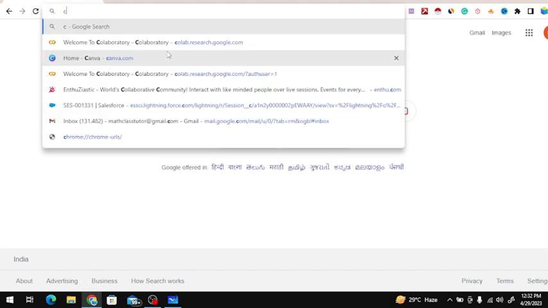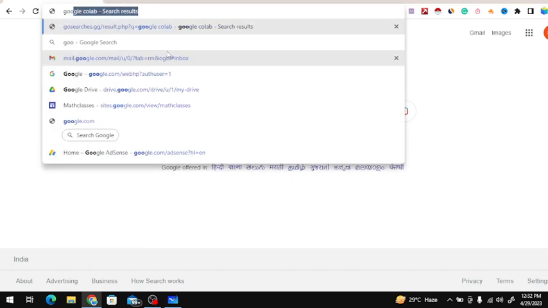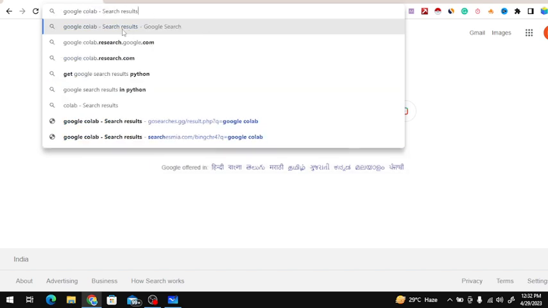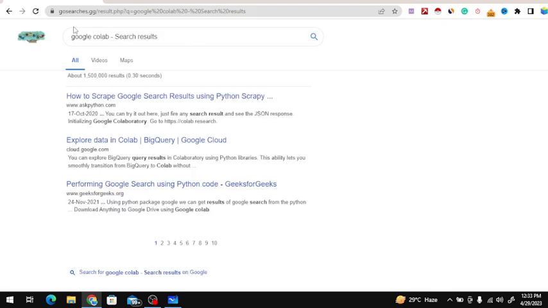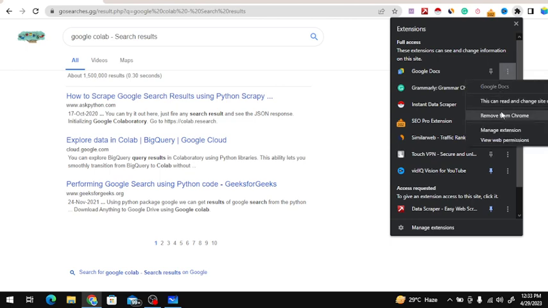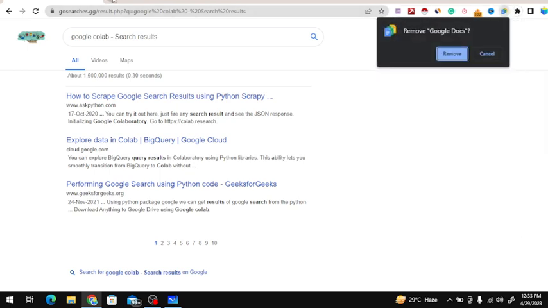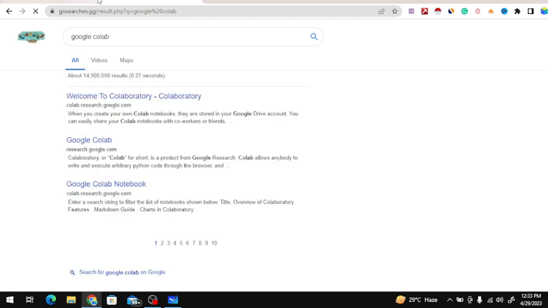So let's open Google Colab. Okay, so first I need to open Google Colab. First we need to remove something. Wait 1 minute.